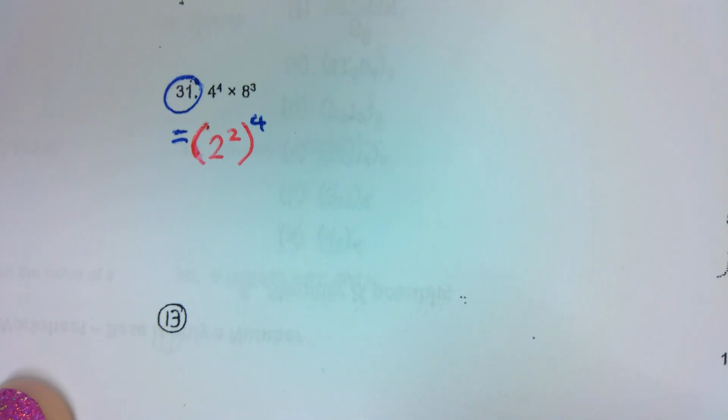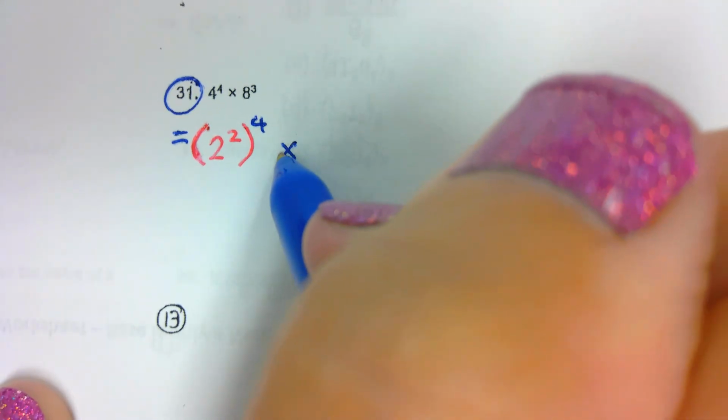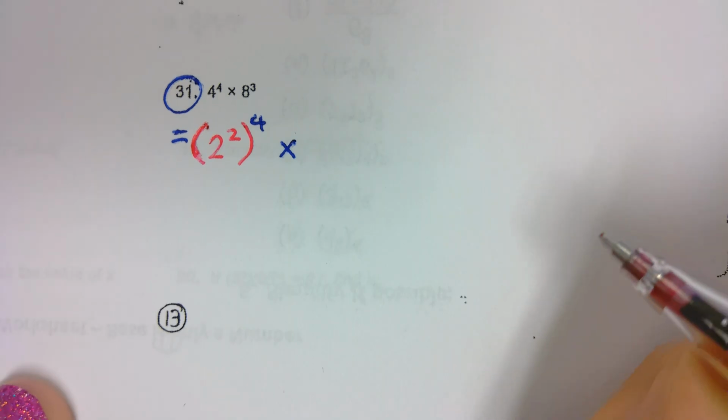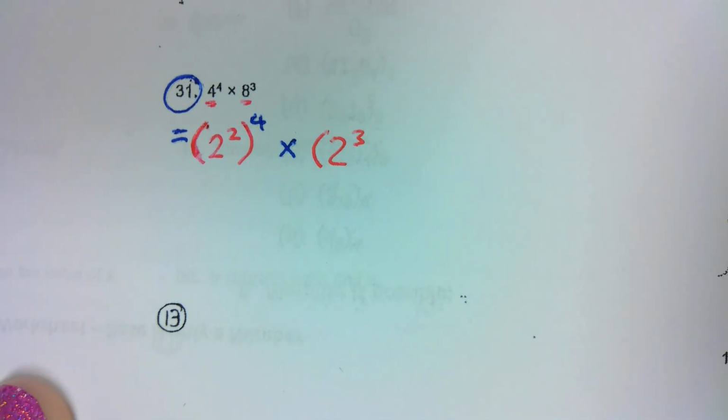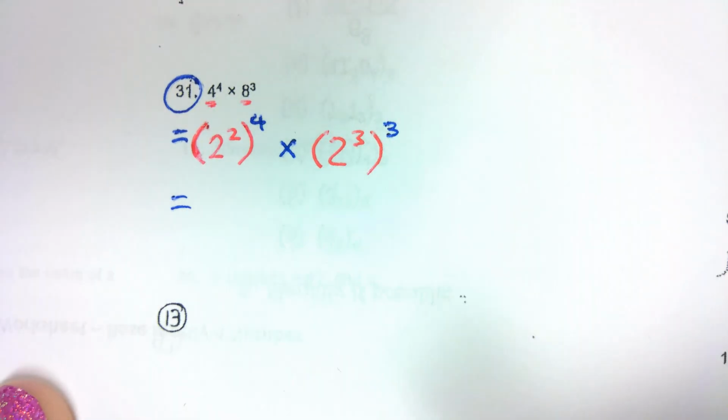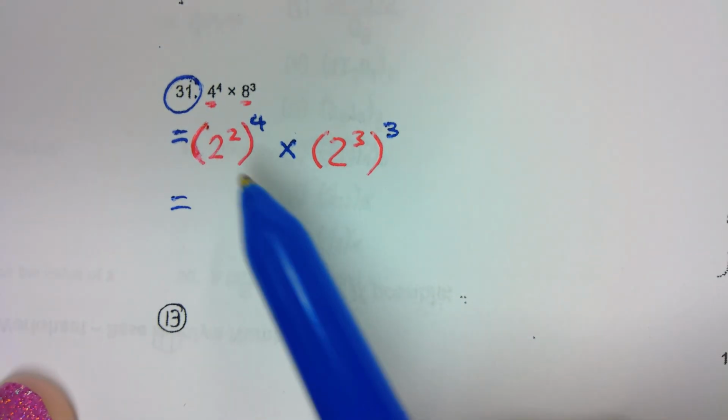I still have my exponent 4 right here, times, and then what about 8? What can I rewrite 8 as? Yep, Claire? 2 cubed. Okay, so you see what I'm doing right here is I'm just replacing that. And then the exponent on the outside is still outside. Okay, now I can do the exponent rules.